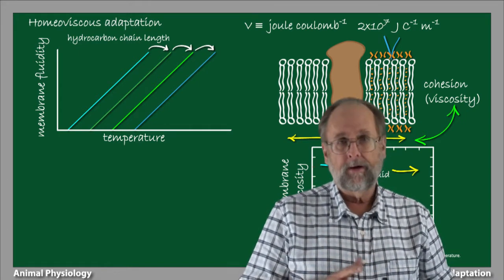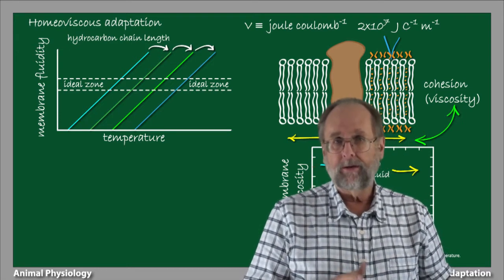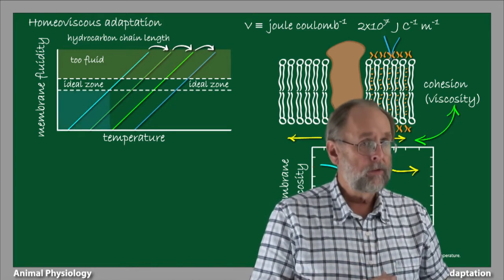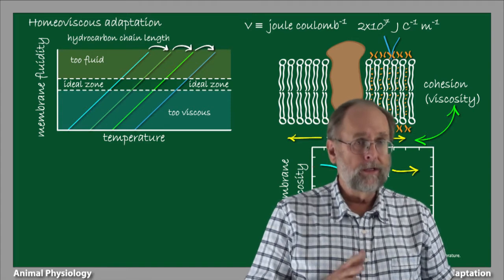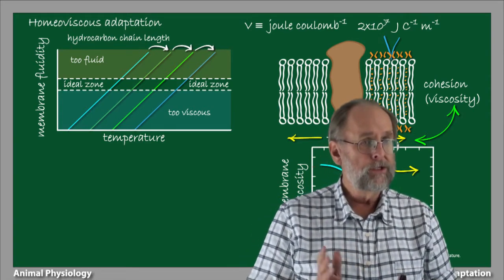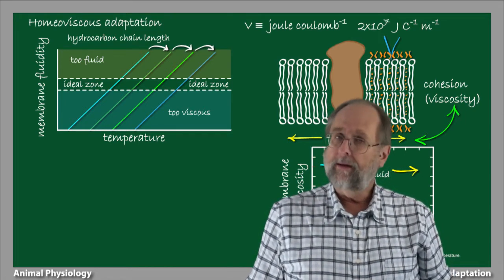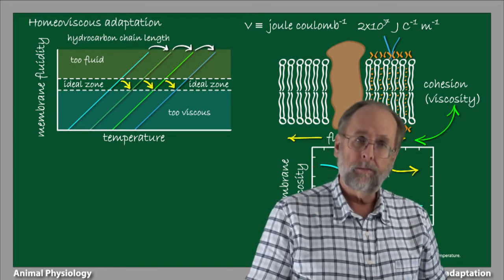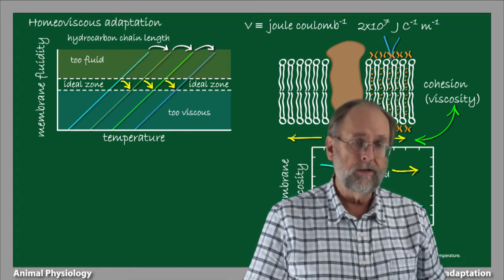Let's now lay out our range of ideal membrane fluidities. Membrane fluidity that is greater than this will be too fluid, and membrane fluidity that is lower than this will be too viscous. It's in this ideal zone in between that membrane fluidity is properly balanced between cohesion versus fluidity. We would predict, therefore, that as temperature increases, one should see membrane composition shift to include phospholipids with longer and longer hydrocarbon chains.